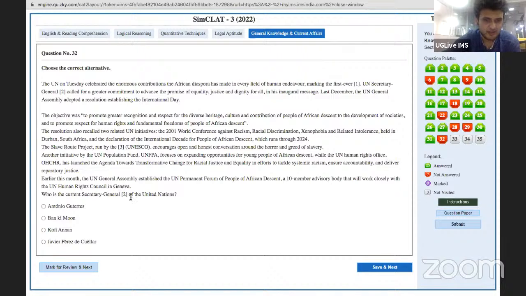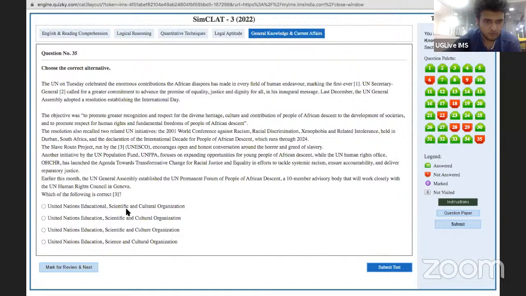Who is currently Secretary General of United Nations? Antonio Guterres. When was the United Nations established? 24th October 1945. Became the 76th President of General Assembly. The current president, of course, is Abdullah Shahid. Which of the following is correct? Okay. United Nations Educational, Scientific and Cultural Organization. United Nations Education, Scientific and Cultural Organization.